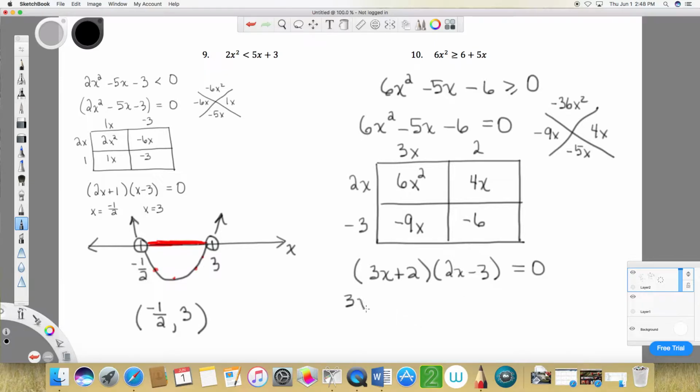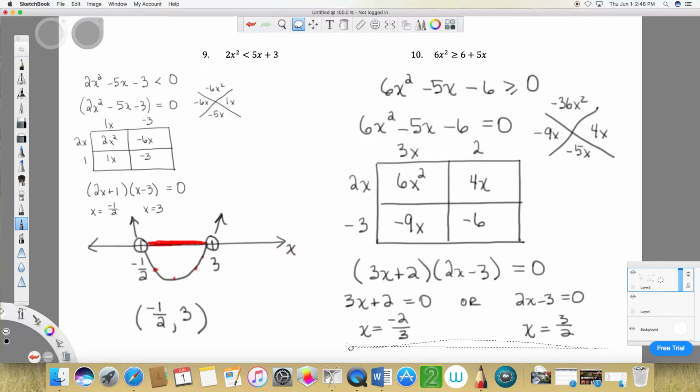So if this product is 0, it has to be true that one of these factors is 0. And to solve this equation in 2 steps, we subtract 2 and then divide by 3. And over here we add 3 and then divide by 2. I need to shrink this up to give myself some more room to finish the problem.